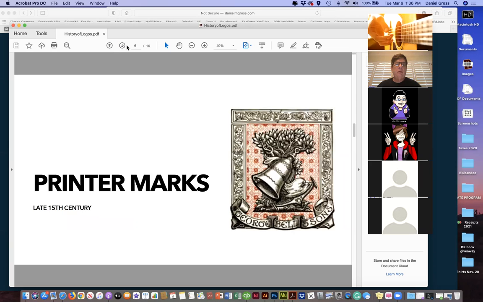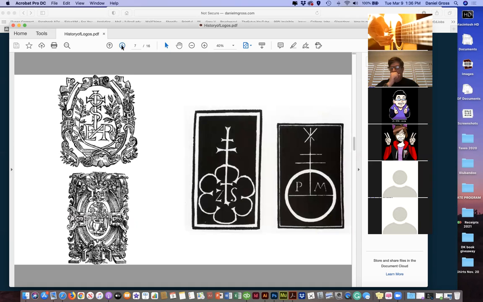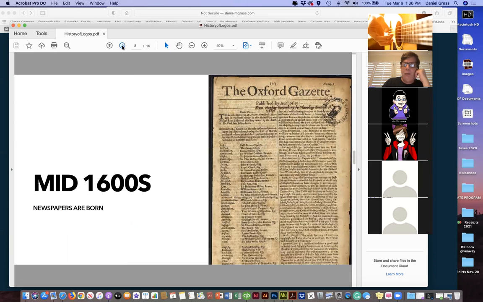Now, late in the 1500s, we started getting what we call printer marks. These were marks that were symbolic of a publisher, so you could know who did that book. Some of that would give legitimacy to the quality or the company that you're getting your books from. Again, we're just starting the very early era.